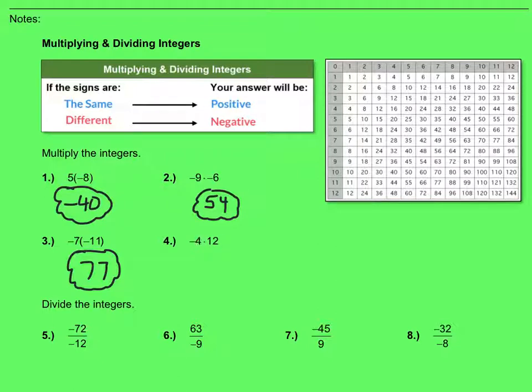Negative 4 times 12. You go down the 4 column all the way to the 12th row. 4 times 12 is 48. And negative times positive are different signs, which means the answer is negative. So it's just basic multiplication, but where you're getting the sign right.